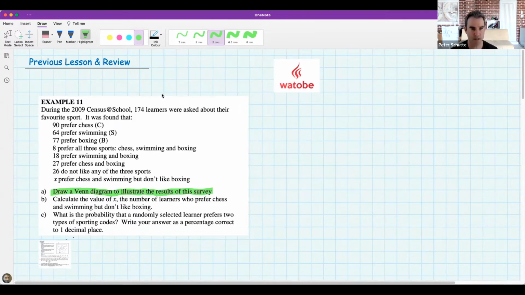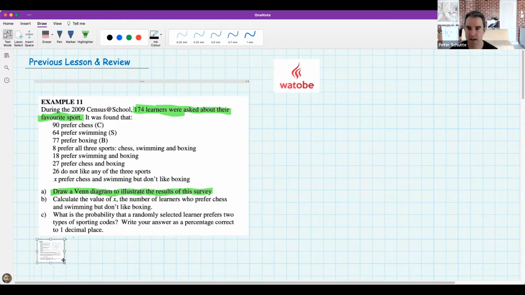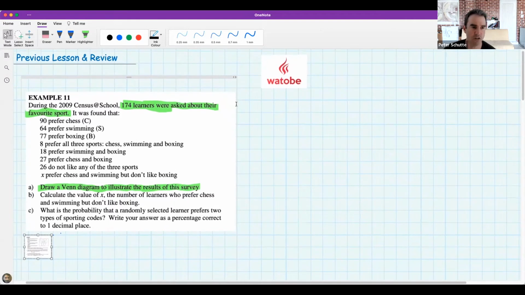So I want you to have your pen and pencil with you. There are 174 learners who were asked about their favorite sport. Okay, and then we have a whole bunch of information. Who wants to tell me what the very first step is? As I start going about doing a Venn diagram, I'd love to know some of the basics, because getting going is really important. You can put this in the chat or you can raise your hand. How am I going to start this question?